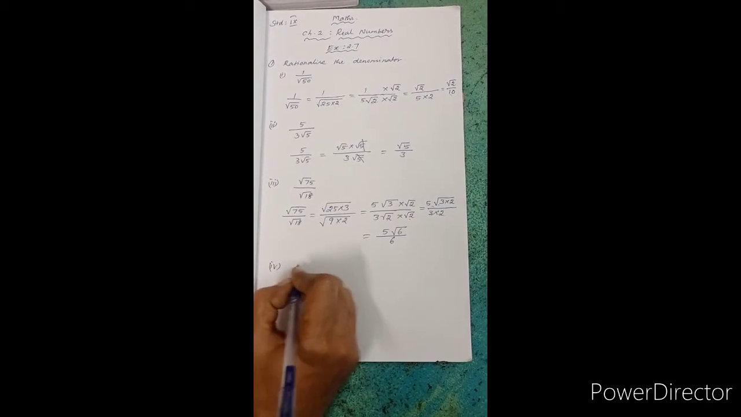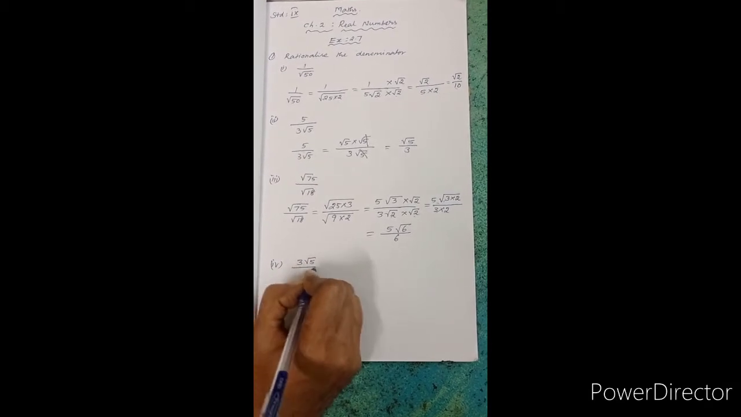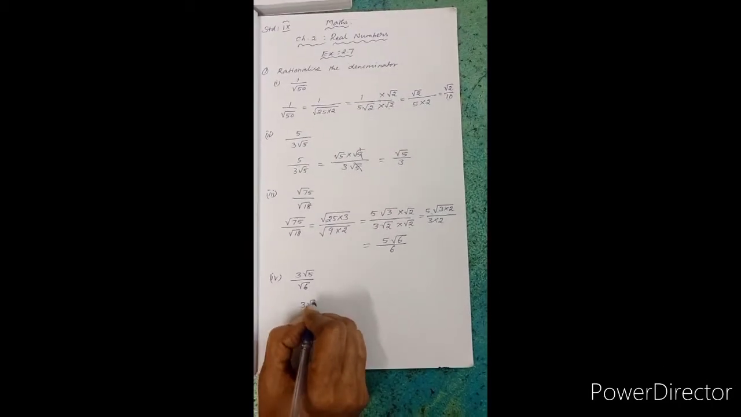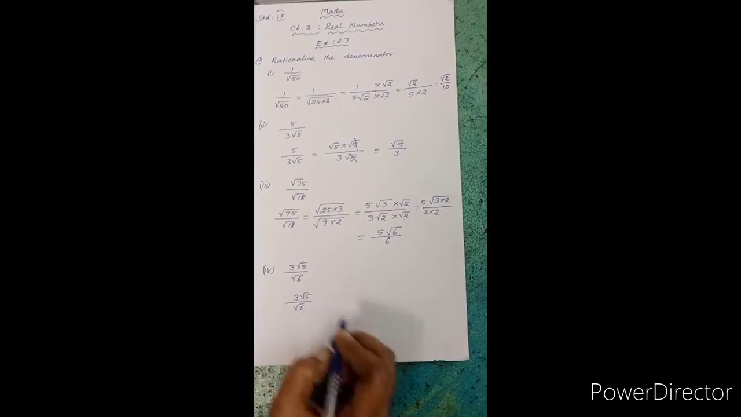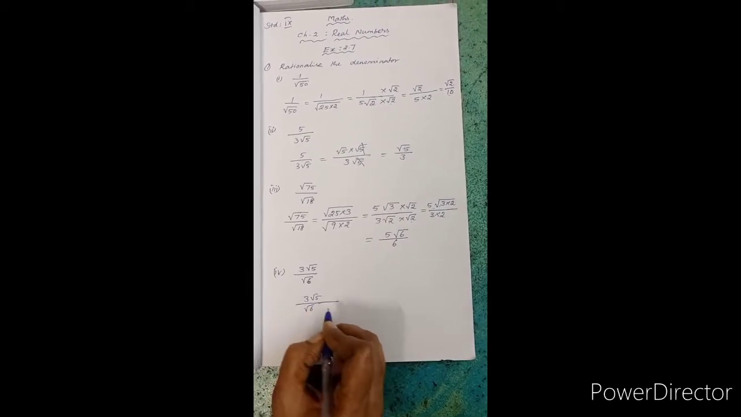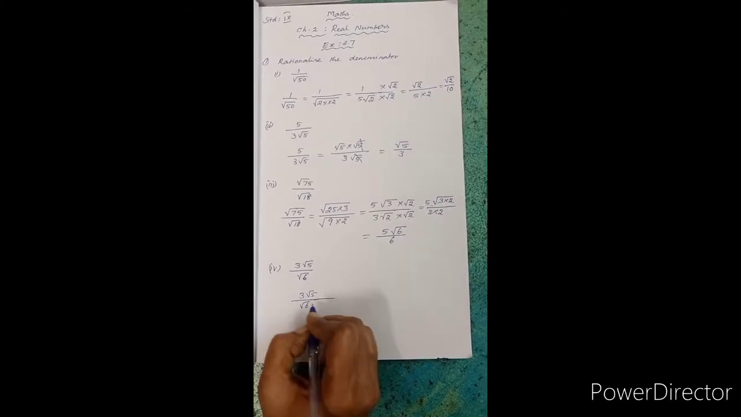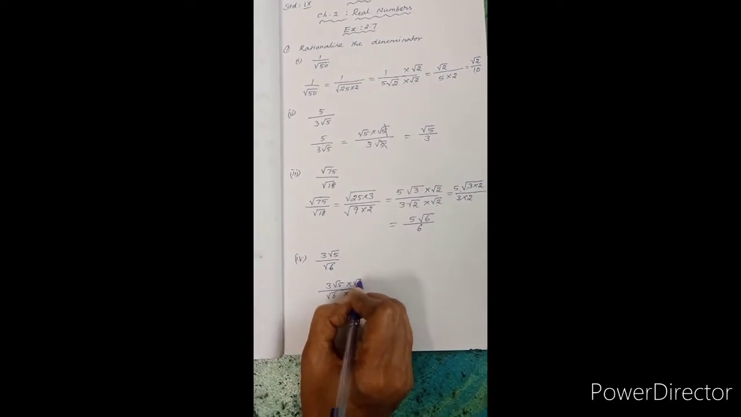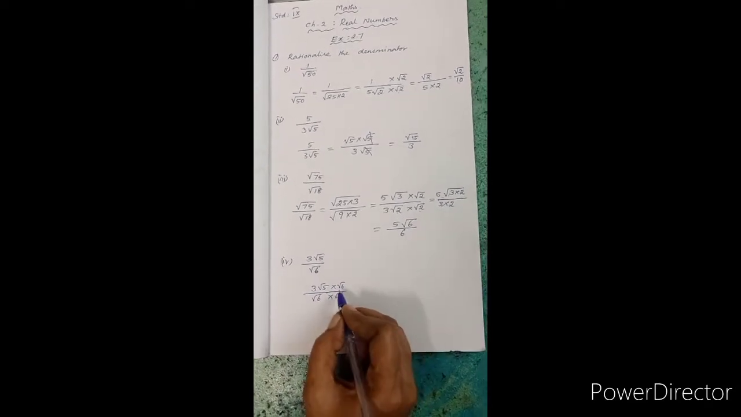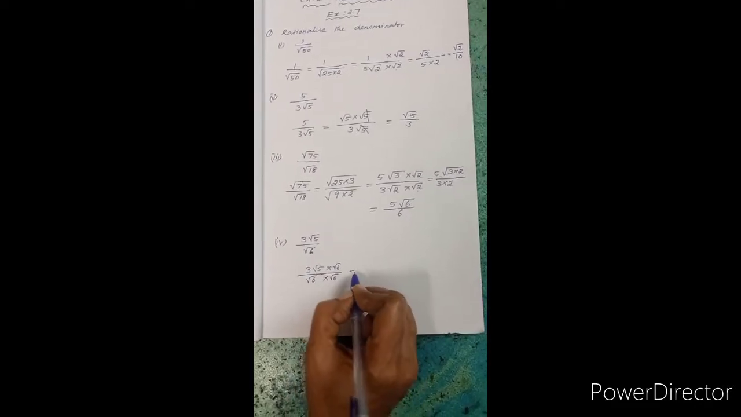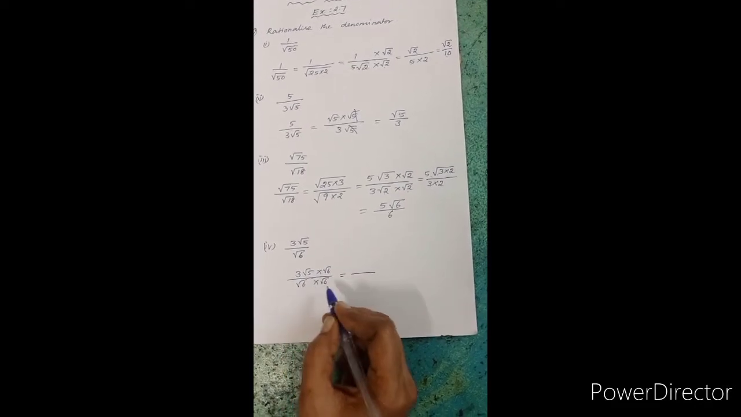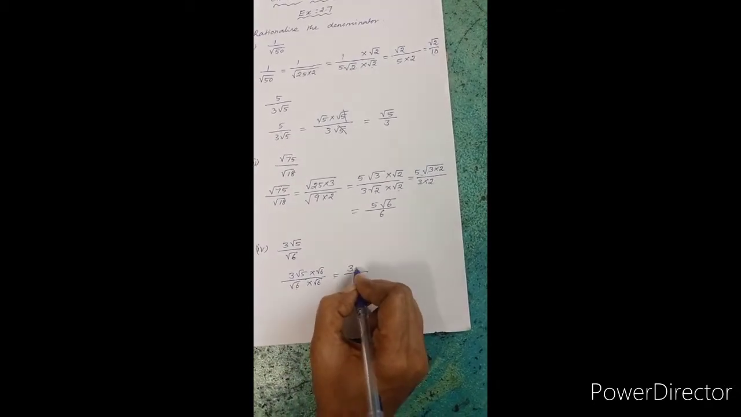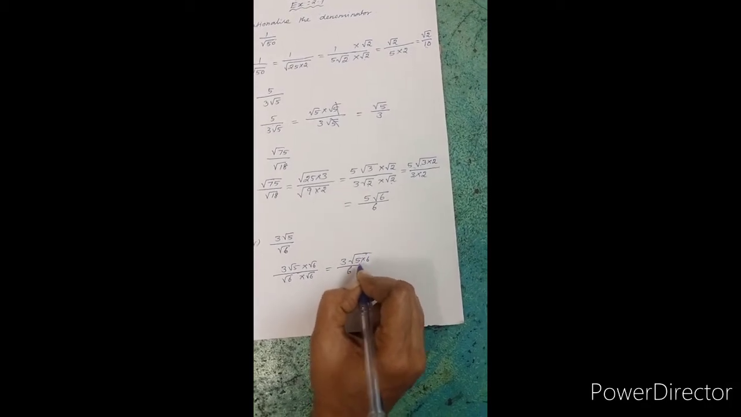Fourth subdivision, 3 root 5 divided by root 6. So 3 root 5 divided by root 6. This denominator is root 6. There is no perfect square number. So multiply this root 6 again with root 6. Multiply both numerator and denominator by root 6. Now the denominator will become root 6 into root 6, 6. Numerator 3 root, within the root 5 into 6.